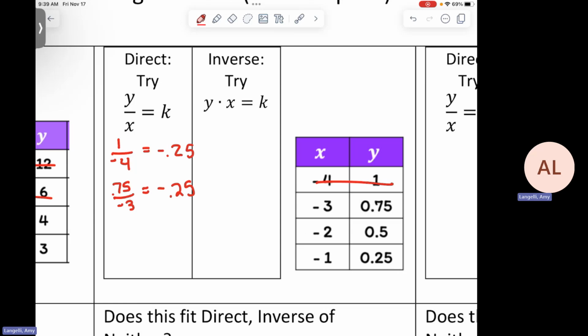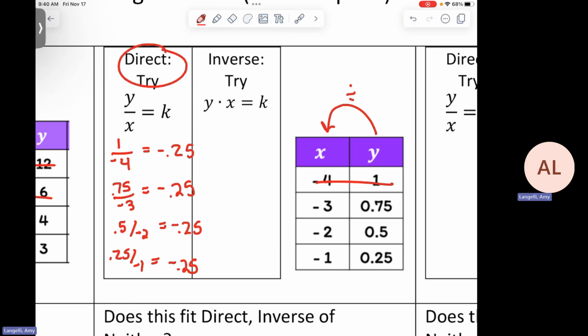I think I can do all these in my head. All right, and then the next one's going to be 0.5 divided by negative 2, which is negative 0.25. And the last one is 0.25 divided by negative 1. So in case you aren't seeing it, it's every y divided by every x that I just tried. That worked. There's no need to even test for inverse. We found it. It's direct.